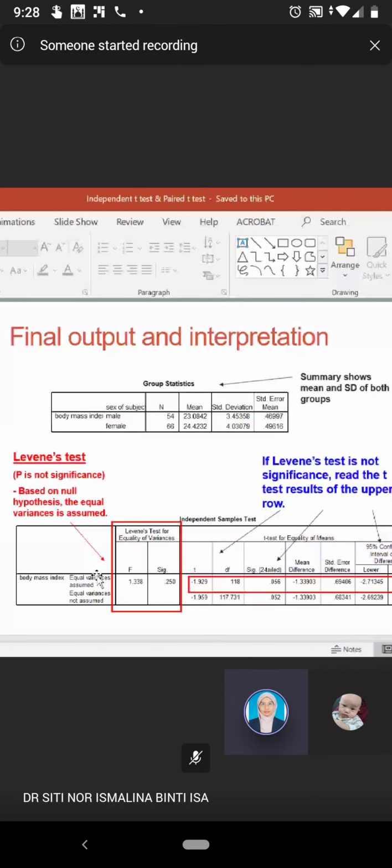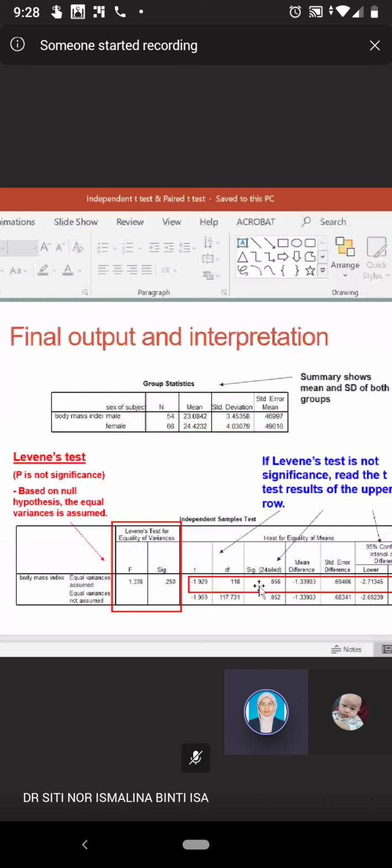Okay, if the p-value is not significant, equal variance is assumed, then we need to read the result of the test in this red area. So kita akan baca result t-test dekat upper row. Macam mana nak baca result t-test? Kita tengok the p-value here.